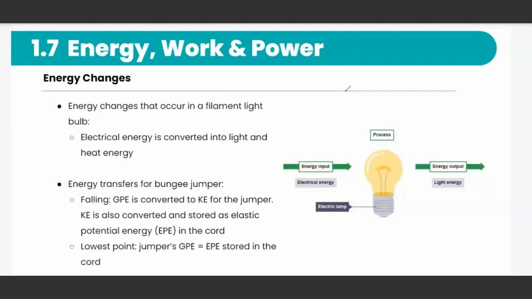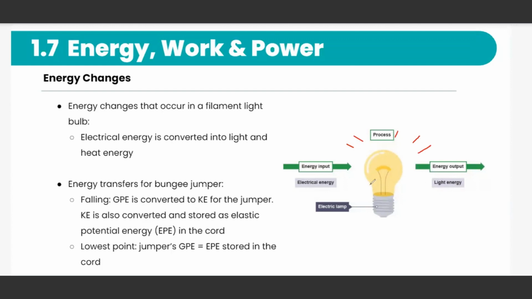Another good example for energy changes is a filament light bulb. In a filament light bulb, we supply electrical energy. This electrical energy is converted into light, also some heat.